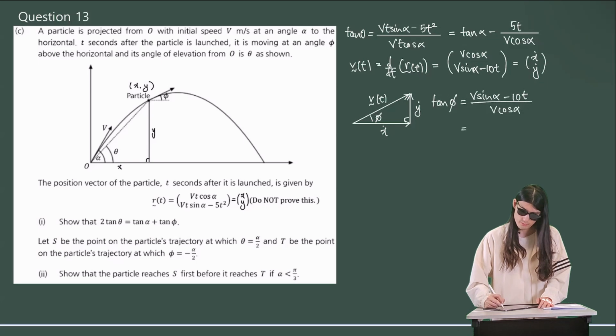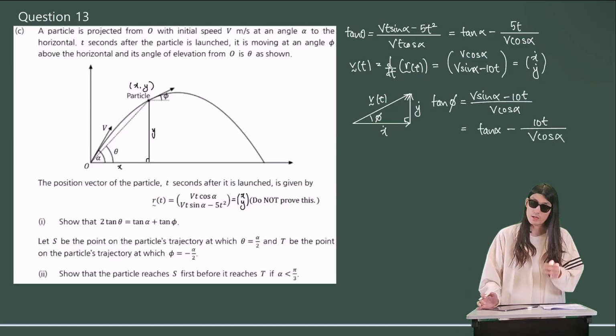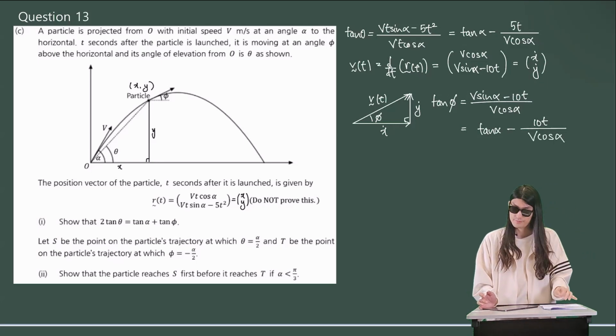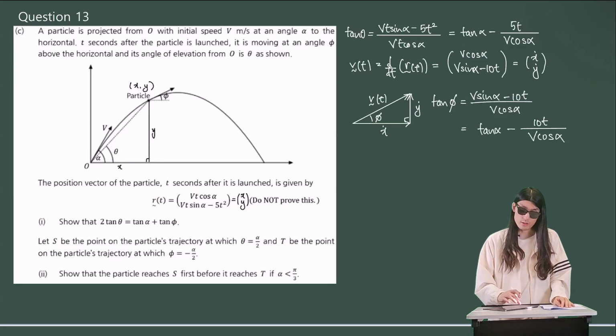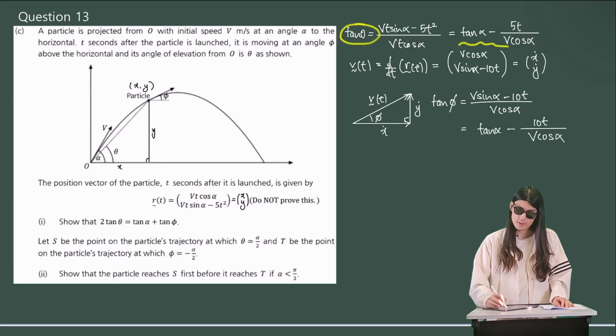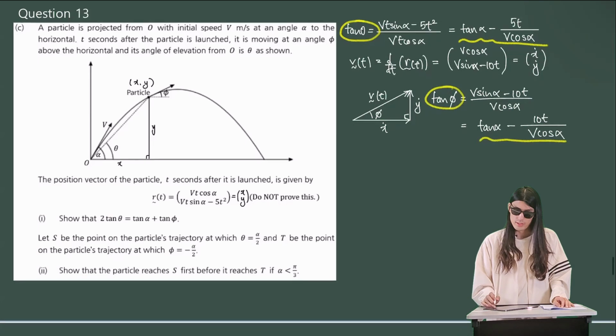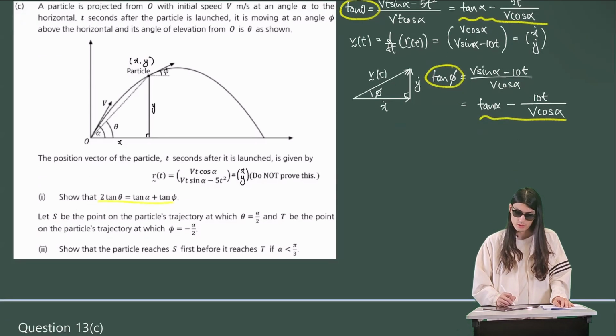And again, if you simplify, well, not really simplify, but if you divide v sine by v cosine, you get the tan alpha after the v's cancel, and you get that expression. So what do we have over here? We've got tan theta equal to this, tan phi equal to this. And our job in the first part of the question is to deduce this relationship between theta, alpha, and phi, okay?